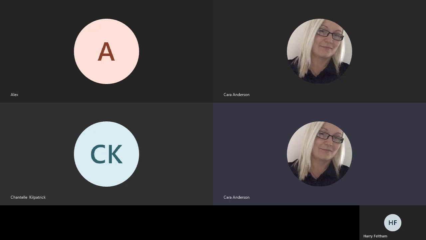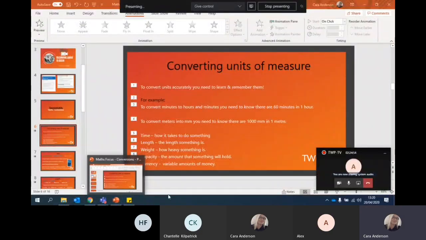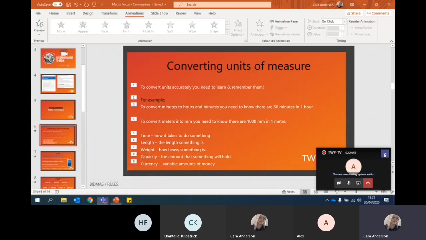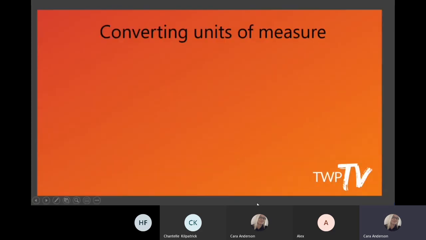Okay, so bear with me 2 seconds. Thanks, Alex. Right, shared screen hasn't come through, so let's try that again. Is that better? Hopefully you can now see. Yeah, excellent. Well done.